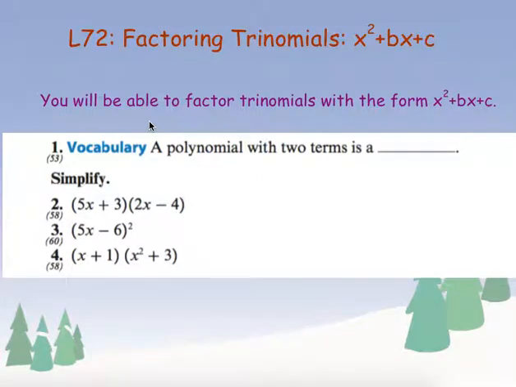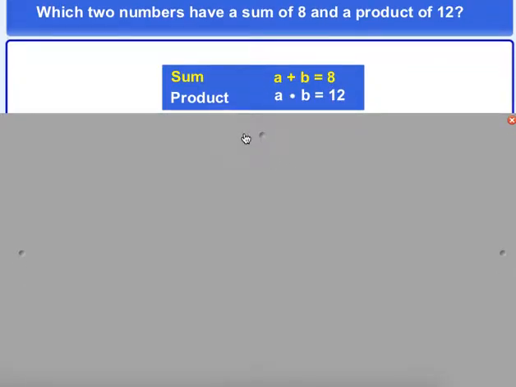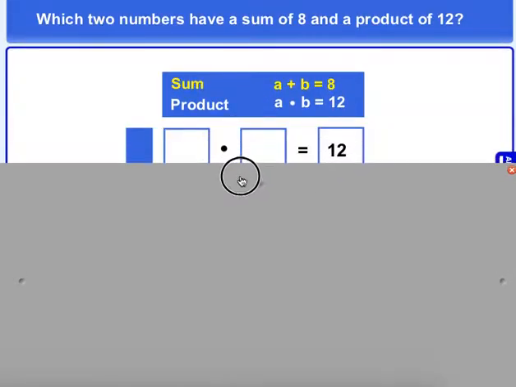Algebra 1, Lesson 72, we are factoring trinomials, and these are some simpler trinomials just in the form of 1x squared plus bx plus c. So we start off with kind of a riddle. I need to come up with two numbers that add to give me 8 and multiply to give me 12. Well, let's think about some of these possibilities.